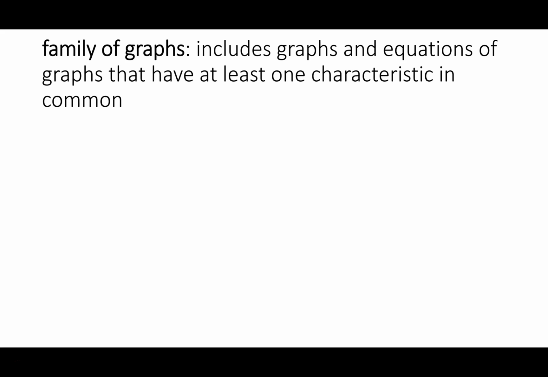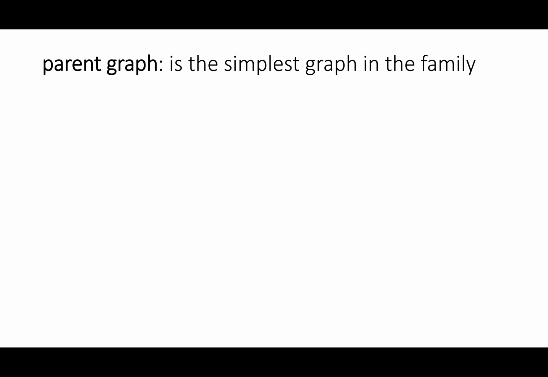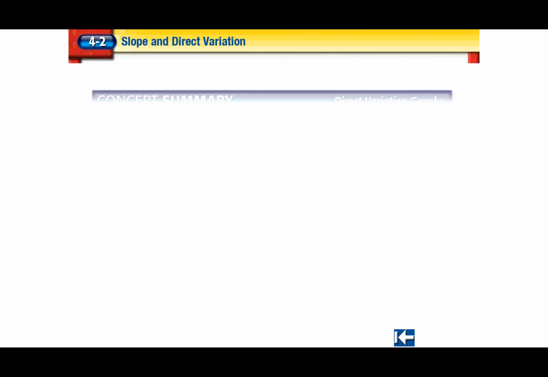A family of graphs includes graphs and equations of graphs that have at least one characteristic in common. Could be their slope, could be their intersection point. So there's just several of them on one. There'll be several lines on one graph is what that's really kind of saying. A parent graph is the simplest graph in that bunch of lines on one graph.